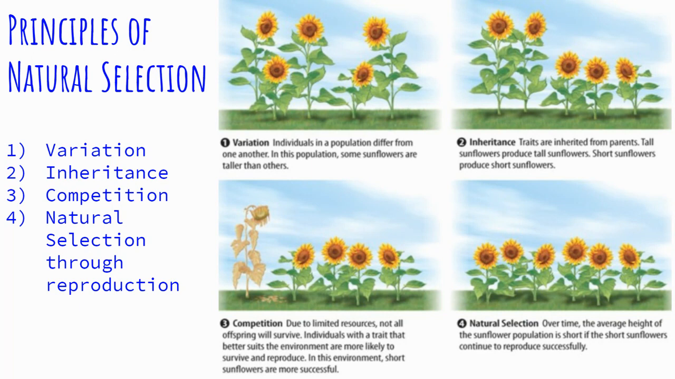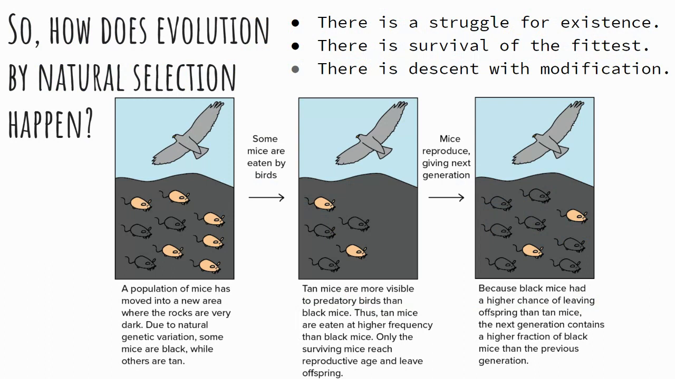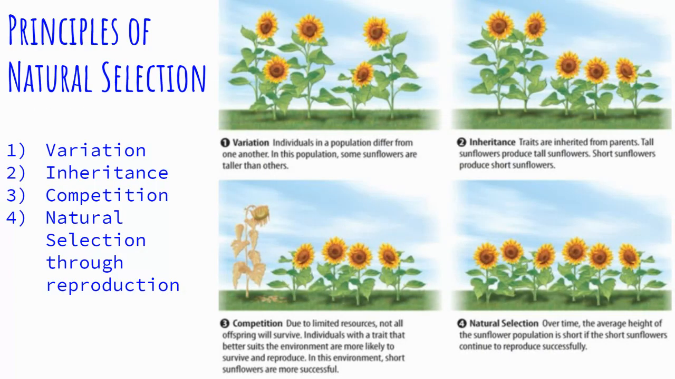Let's break this down even a little bit further and look at another example. So, how does this really happen? It takes three things. There's got to be a struggle to exist, kind of like here, there were not enough nutrients for all of the sunflowers to survive.